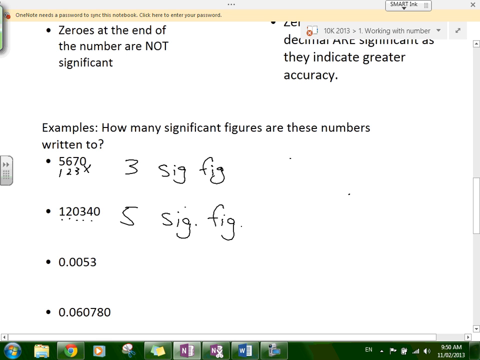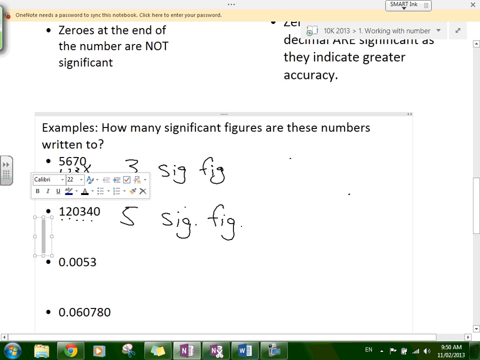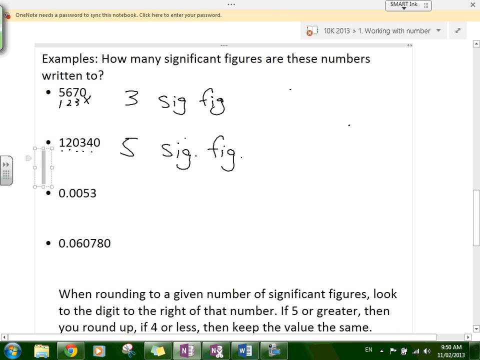The next one, 0.0053. What's significant figure number 1? 5. Yep, and it's 3 significant. Yeah, so how many significant figures is it? 2. 2 significant figures.